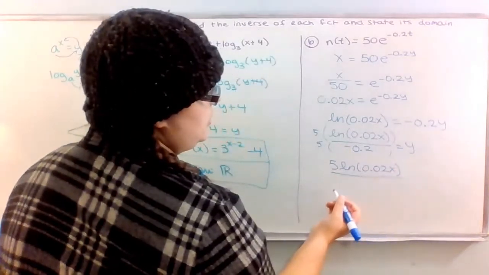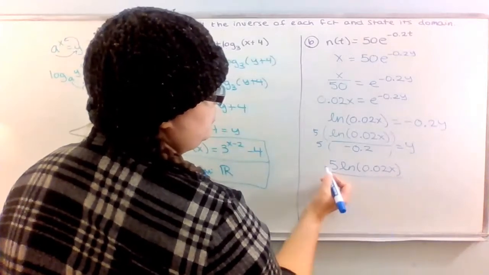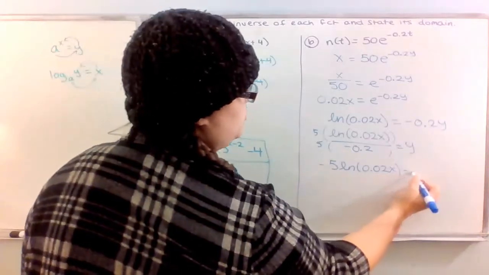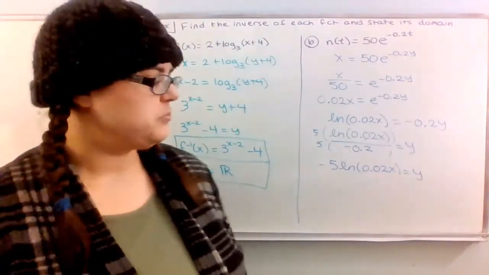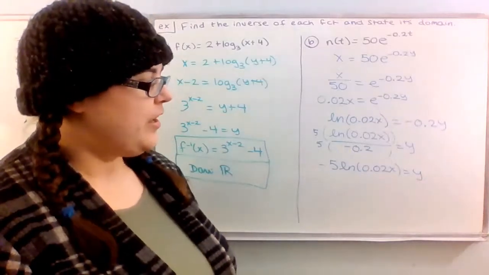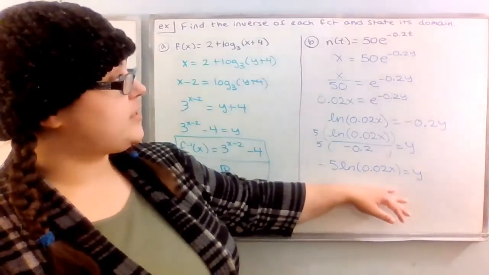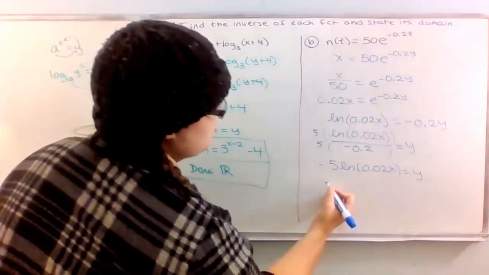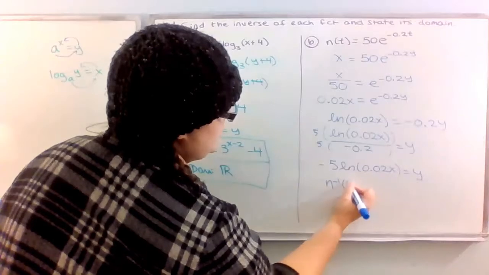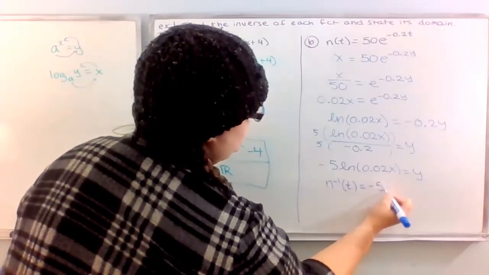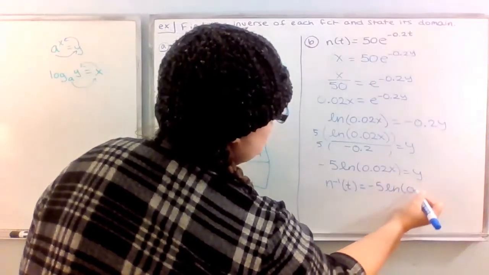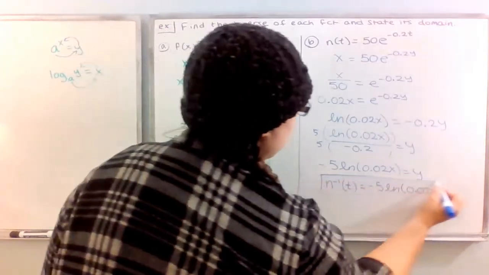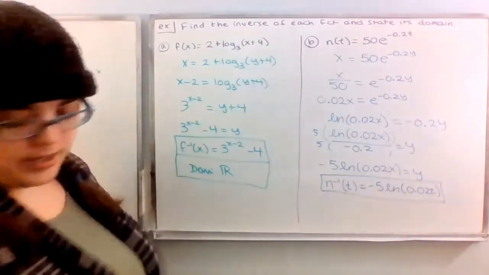over negative 1, right? Cool. Not too bad. There we are. And then let's make sure we put it into our inverse notation. So we had n of t, so n inverse of t will be negative 5 times the natural log of 0.02t. So that's our inverse function. Hooray!